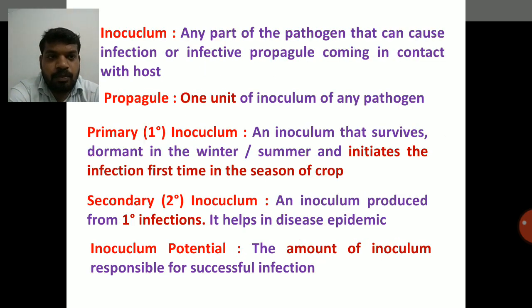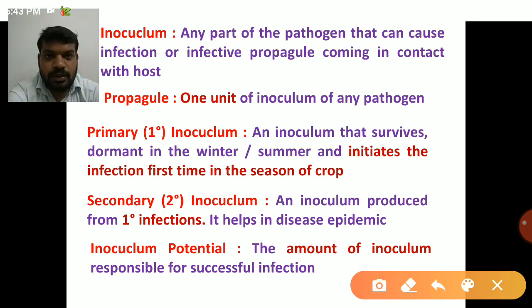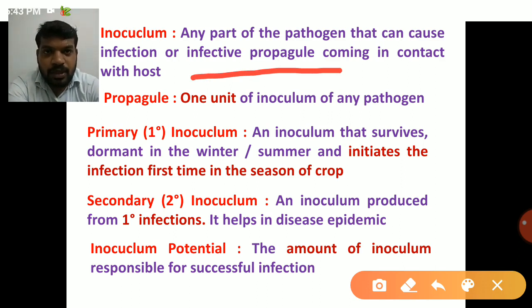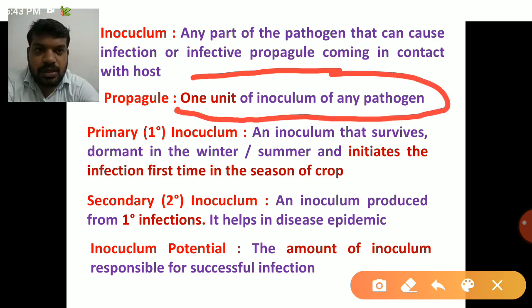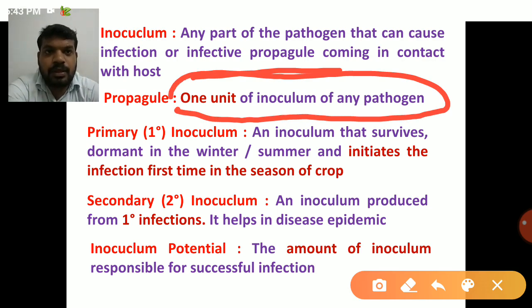Before we see about inoculation, we should know about these terminologies in plant pathology. First of all, inoculum: any part of the pathogen that can cause infection, or an infective propagule coming in contact with the host. So inoculum means any part of the pathogen which has the ability to infect a particular host. A propagule means one unit of inoculum of any pathogen. So a small unit or one unit of inoculum of a particular pathogen is called a propagule.